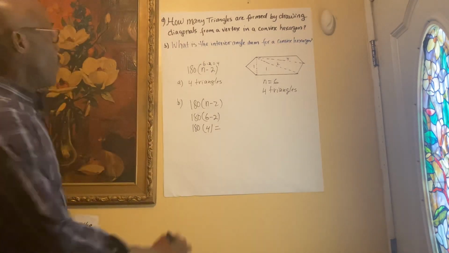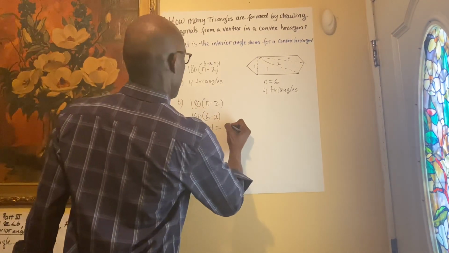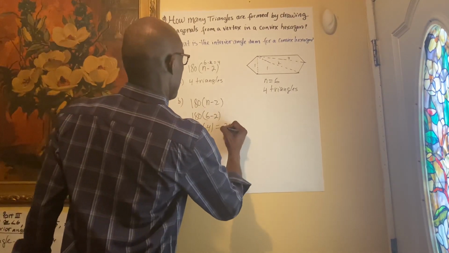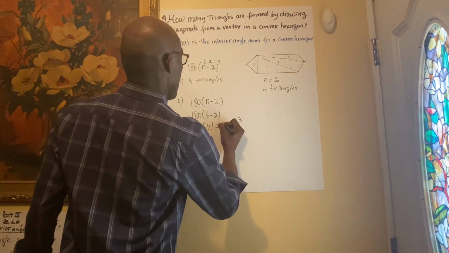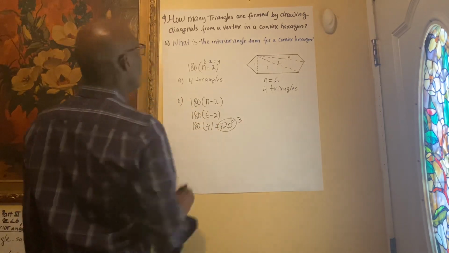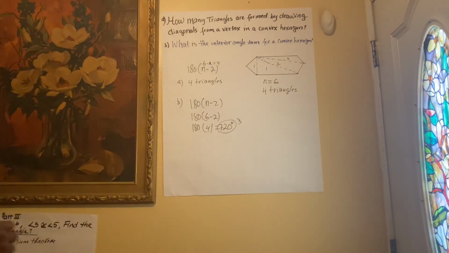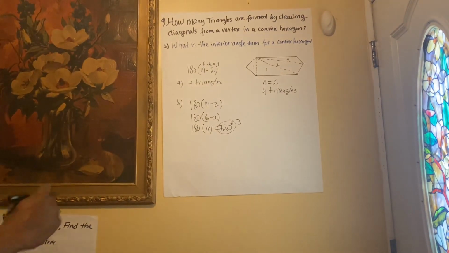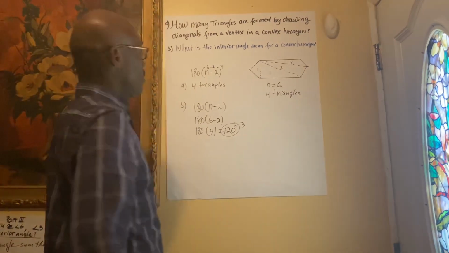180 times 4 is 720. So what is the interior angle sum for a convex hexagon? The sum is 720 degrees.